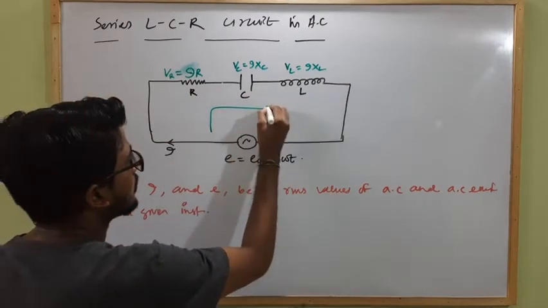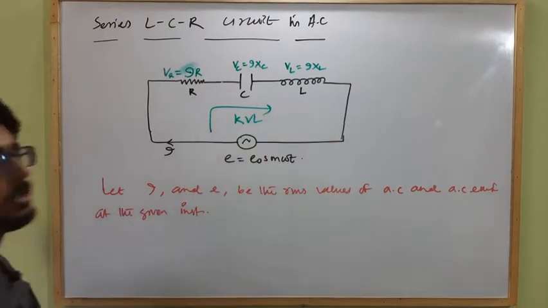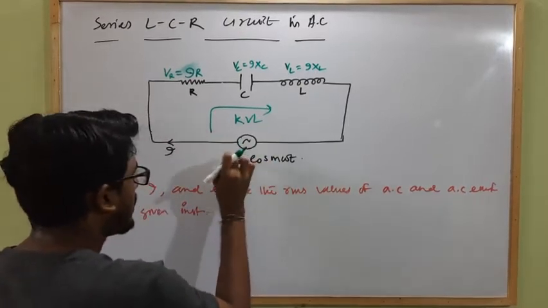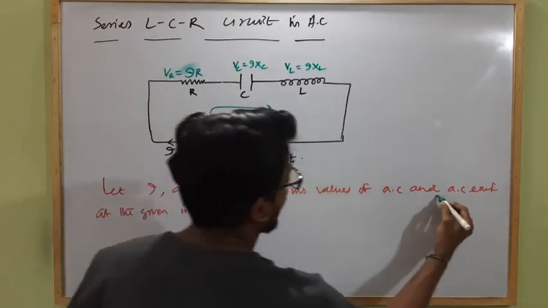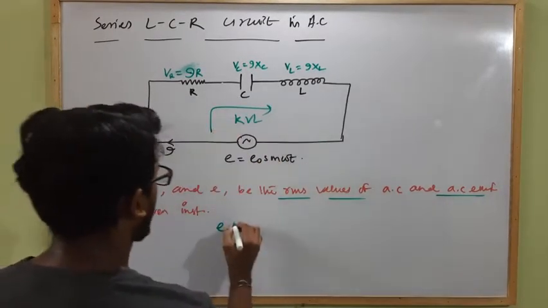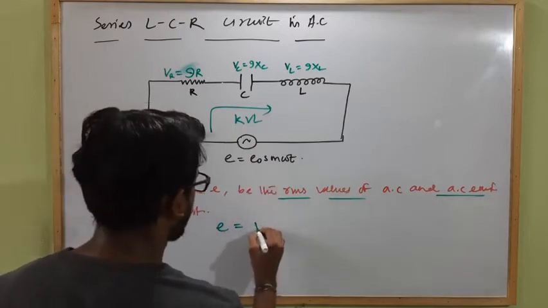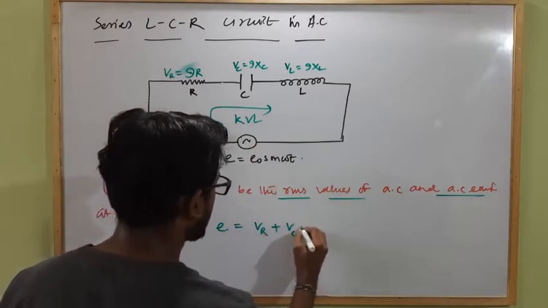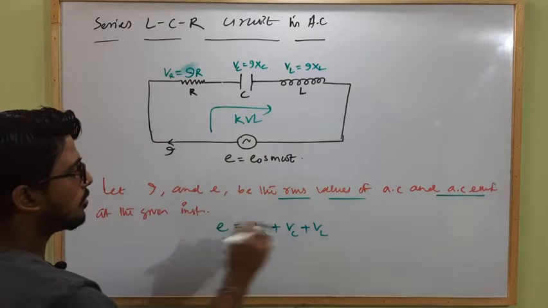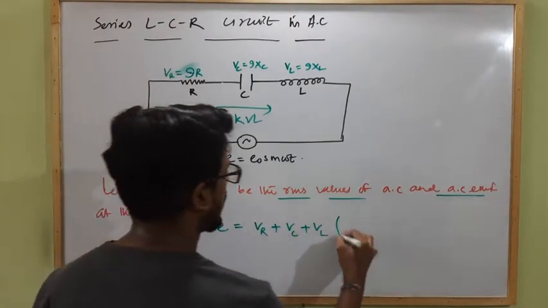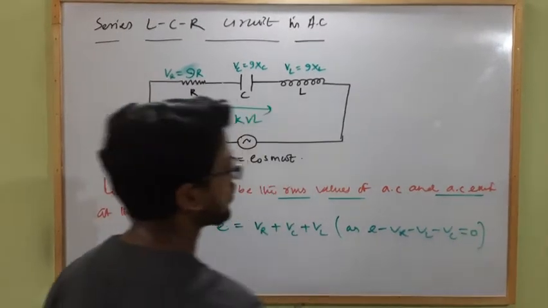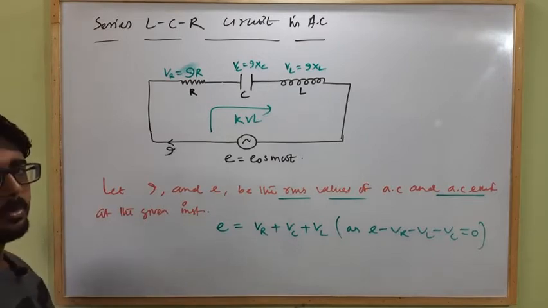So if we apply KVL, Kirchhoff's voltage law, for this circuit, what will happen? The instantaneous EMF at that instant, which is equal to the RMS value of the EMF E, will be equal to VR plus VC plus VL. Clear? If we are moving like this, then E minus VR minus VL minus VC equals 0 according to KVL, or Kirchhoff's voltage law.